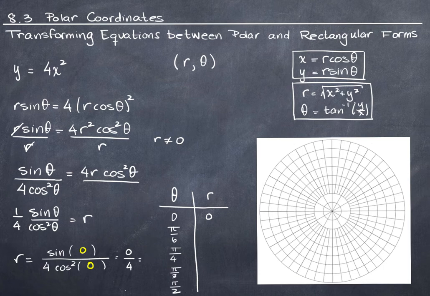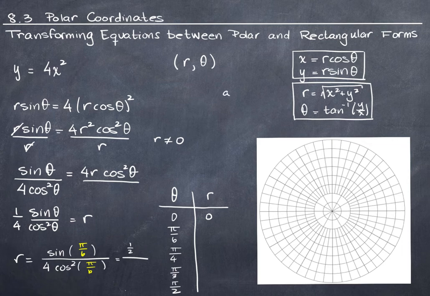All right, now that I've got that first value, I'm going to erase most of this. I'm going to leave the formula in place, and I'm going to grab the next input value I gave myself. That's pi over 6. This might take a little bit more arithmetic. What is the sine of pi over 6? That's a half. What is the cosine of pi over 6? That's the square root of 3 over 2. But now I need to square that fraction.